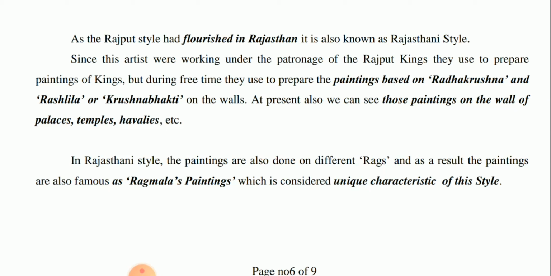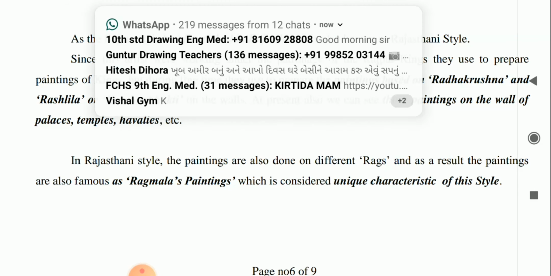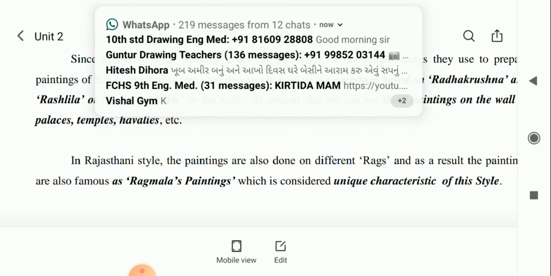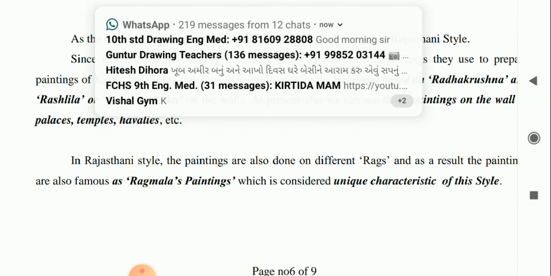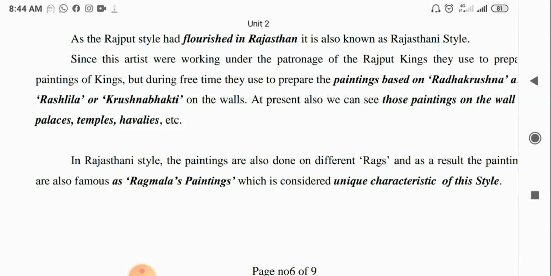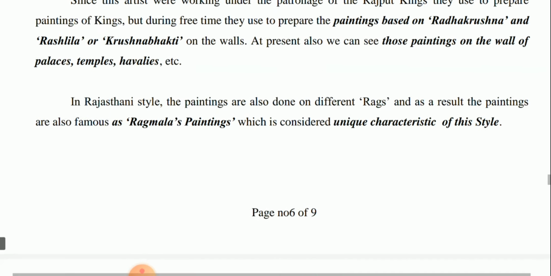Now, where had they prepared the paintings? See, the same artist had prepared the paintings in miniature form for Rajput kings, but for themselves, where had they prepared the paintings? So at present, we can see those paintings on the walls, on the walls of palaces, temples, havelis, etc.